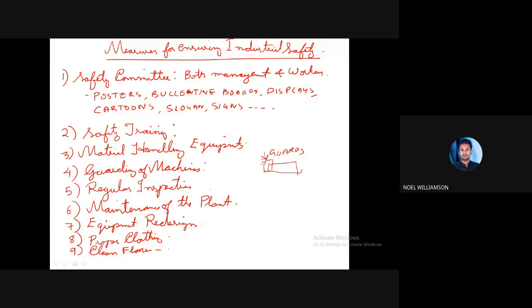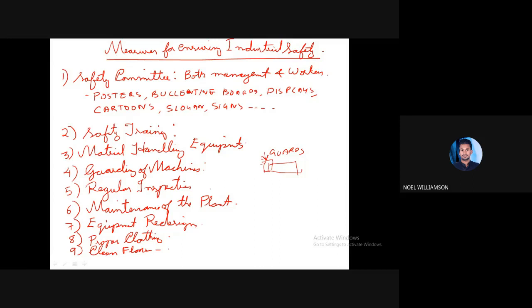So these are the main measures to ensure the industrial safety. First one, to create a safety committee, including both the representatives from the management and the workers. And what they do is they create some posters, bulletin boards, displays, cartoons, slogans, signs, etc., in order to convey the safety measures to the workers or the employees, or who all are engaged with the firm. Then comes the safety training, where the training should be given to the new employees by the employers.